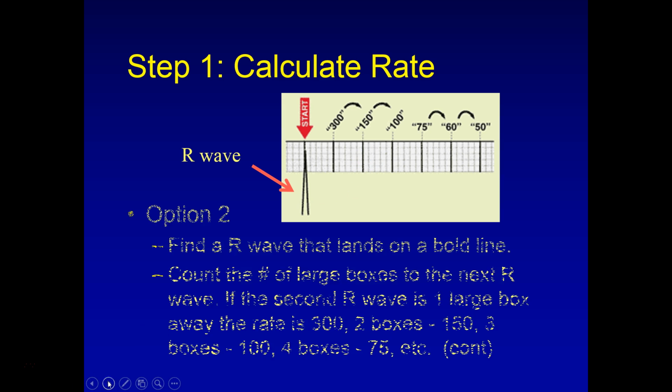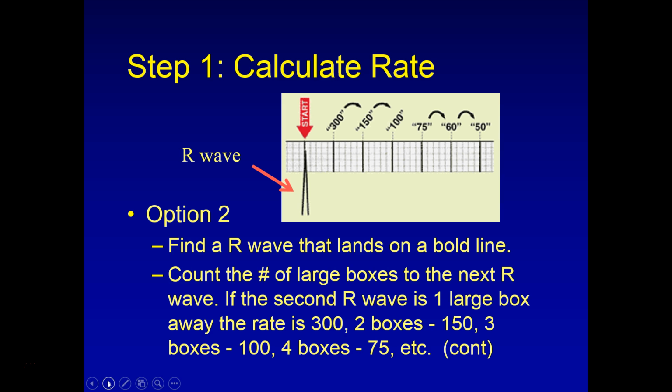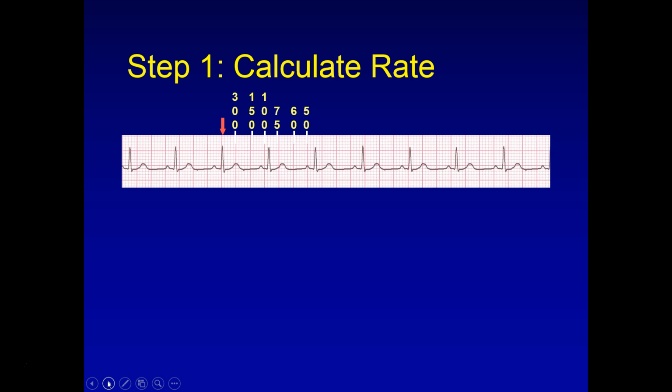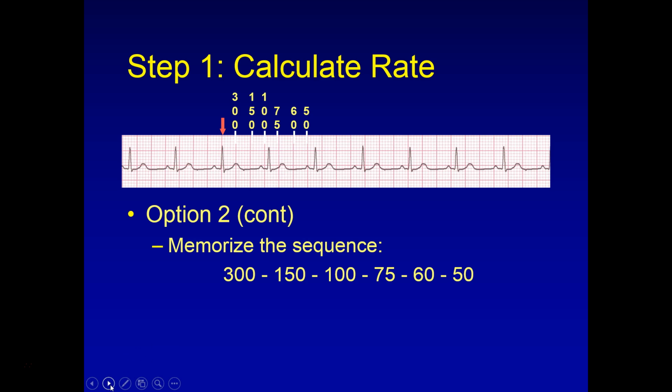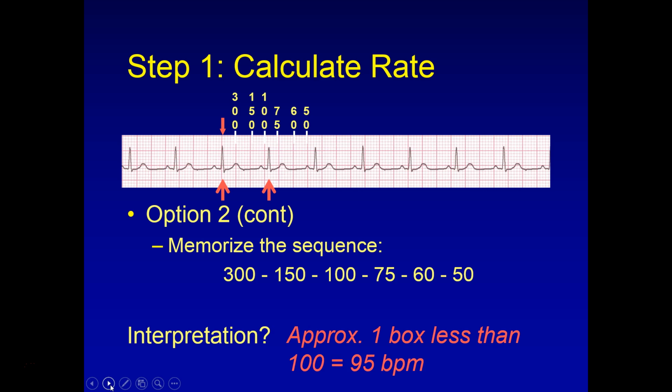So let's look at this. Okay, this will demonstrate it as well. Right here, an R wave lands on a heavy black line. I'm going to go to the next R wave, and it's going to fall between 100 and 75. And so I'm going to guess that's about 95. There you go. This works really well for basically rhythms that are over 50 beats per minute. If you get lower than that, you really have to use the 6-second method.